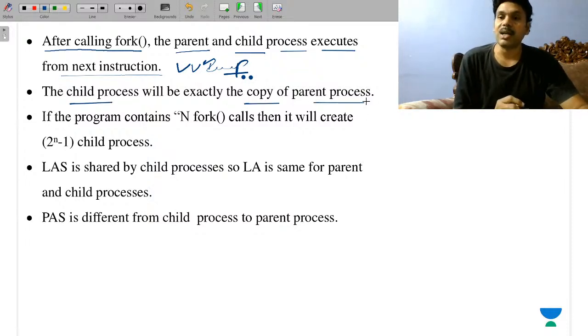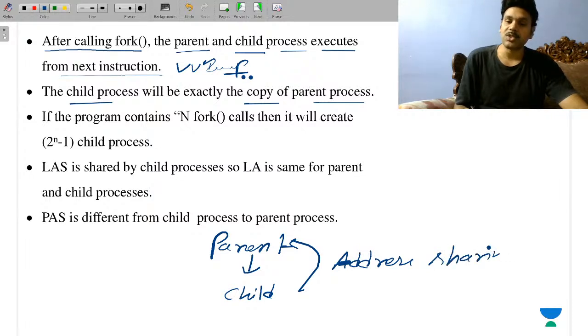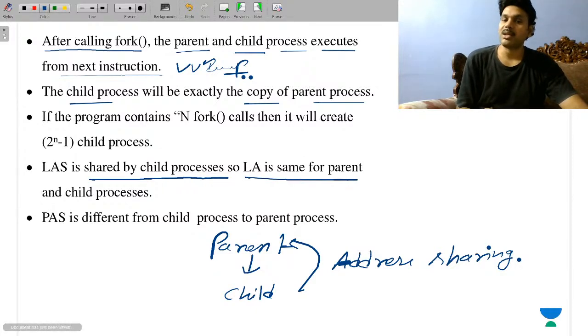Here there is a concept of address sharing. What is address sharing? Whenever you create a child process from your parent process, please observe carefully: there is a concept of address sharing. So what address is to be shared and what address is not to be shared? This is a very important point. A logical address is shared by the child process, and the logical address is the same as your parent process. But the physical address can be anything for the parent and child process, because they are not going to share the physical address. They share only the logical address.